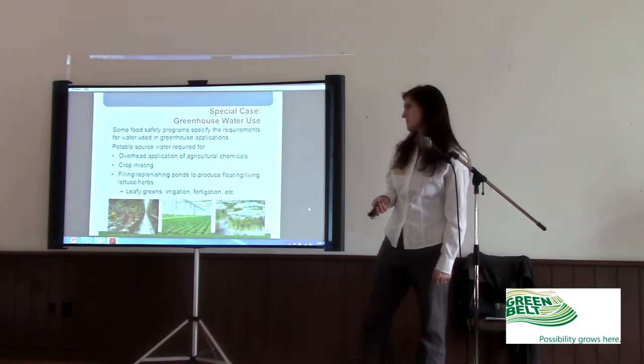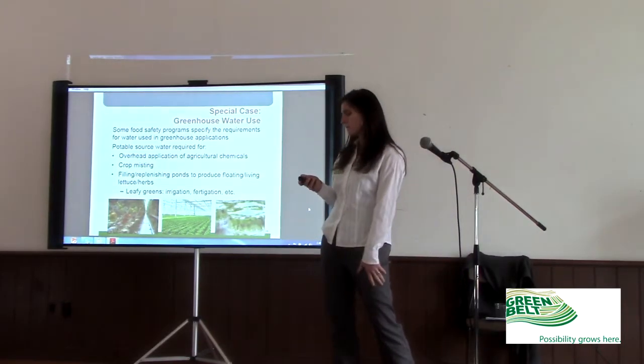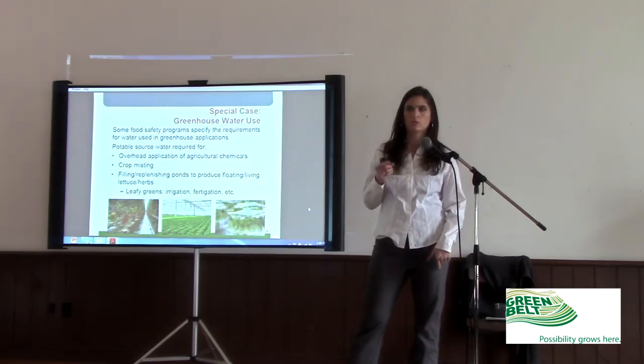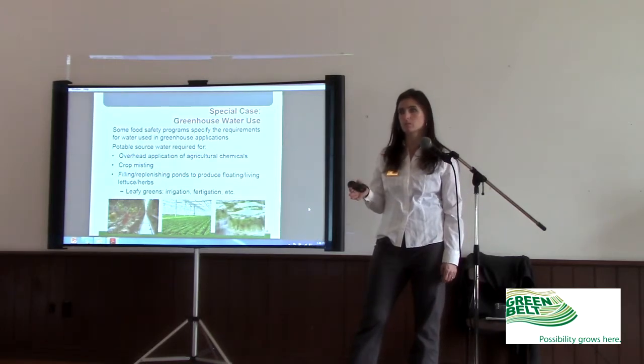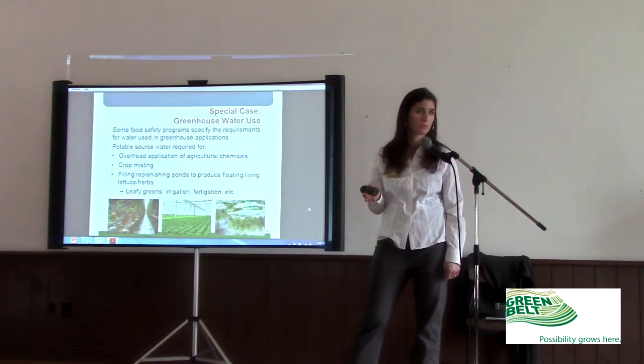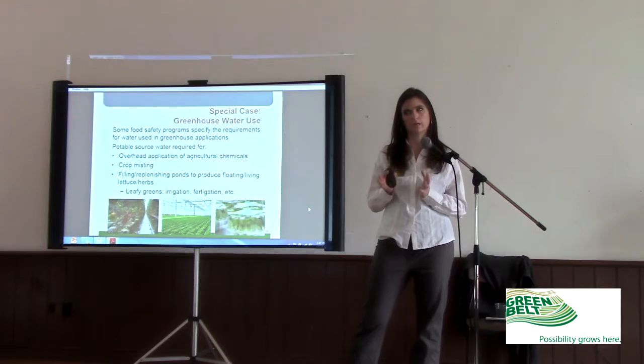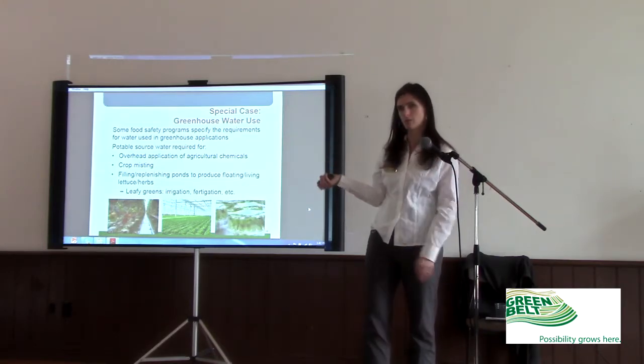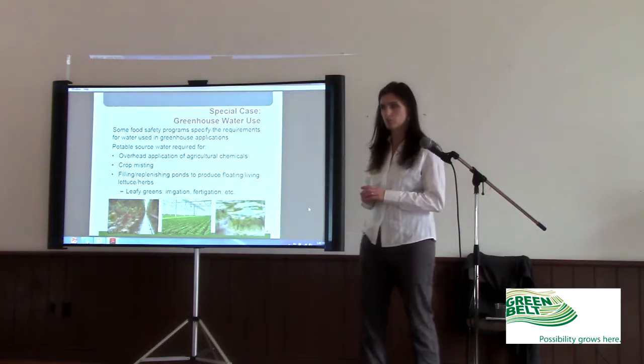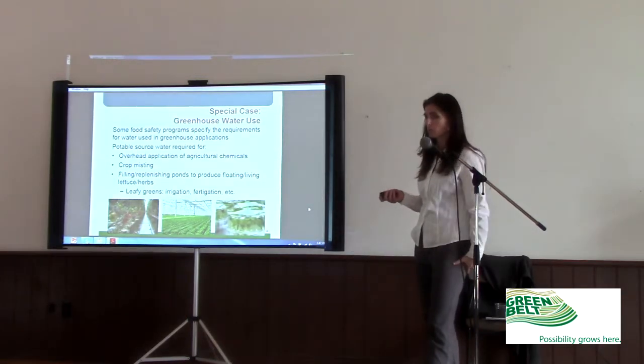There's a special case, maybe you can speak a little bit more to this specifically, but for greenhouse water, your water source needs to be potable for a lot more instances post-harvest. I think it's for all of them pretty much, isn't it? For greenhouse, if you have any overhead, any misting, or you're spraying any agricultural chemicals, it needs to be potable water for those uses. And even drinking water for leafy greens needs to be a potable source. Yeah, so it's a little bit more stringent and prescriptive when it comes to the potable water requirements.